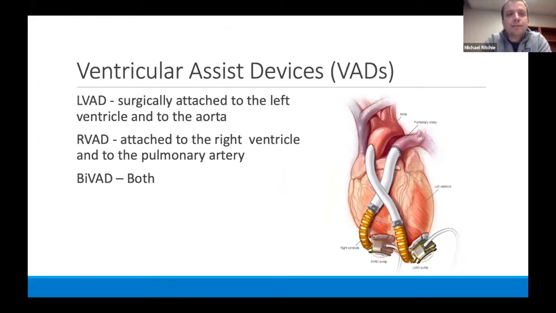An LVAD is surgically attached to the left ventricle and then to the aorta. So it pumps blood out of the left ventricle directly into the aorta, independent of the LV pumping. The RVAD is attached to the right ventricle, and then it's inserted into the pulmonary artery so that it can deliver blood independent of the RV functioning. And then a BiVAD, like the picture shown here, would be whenever you have both of them.